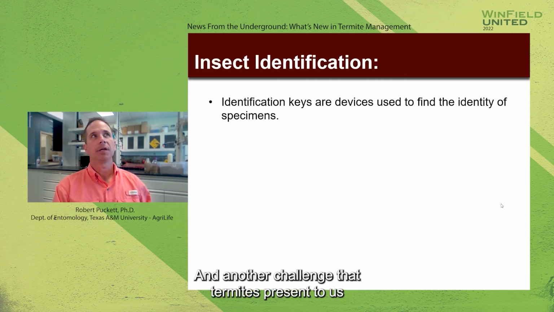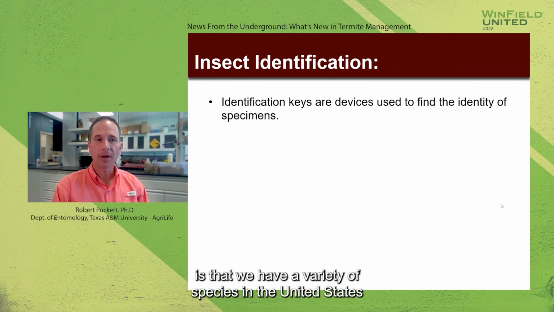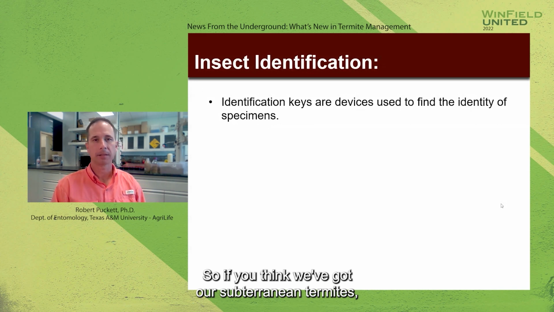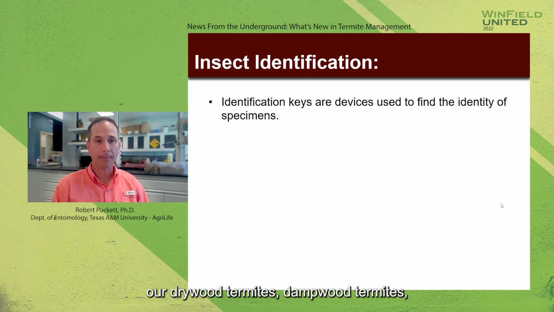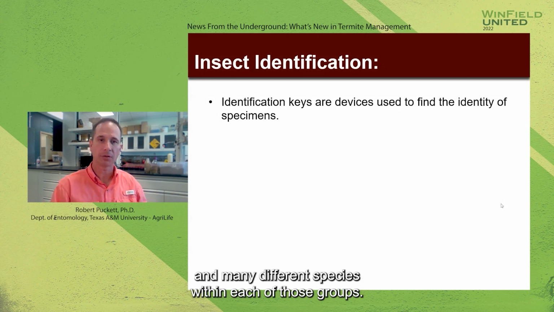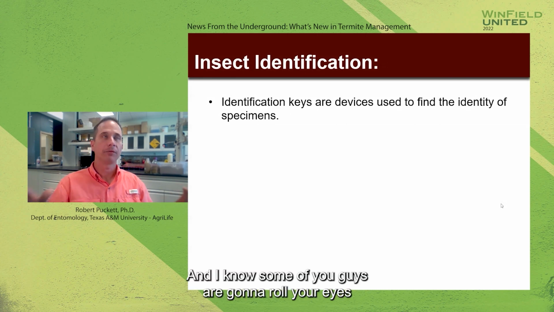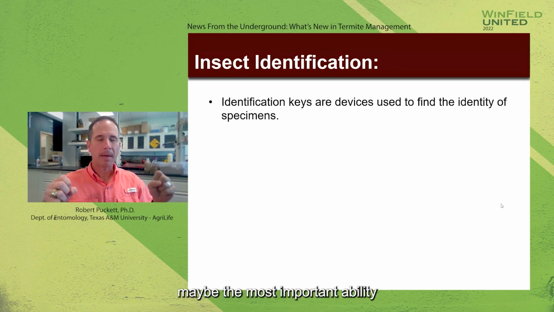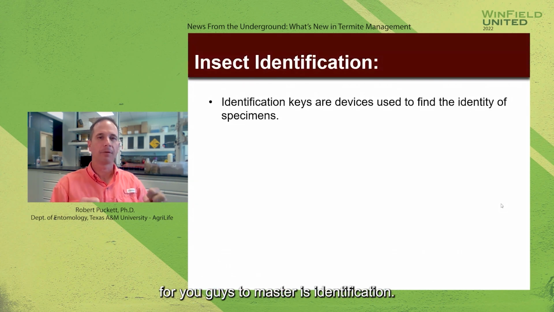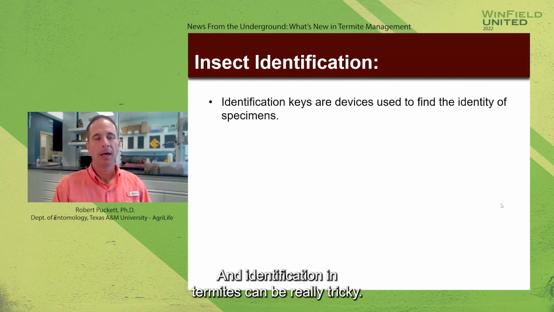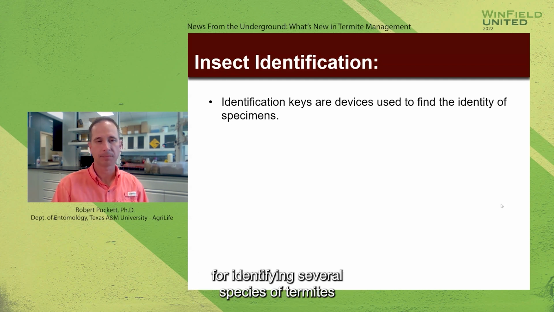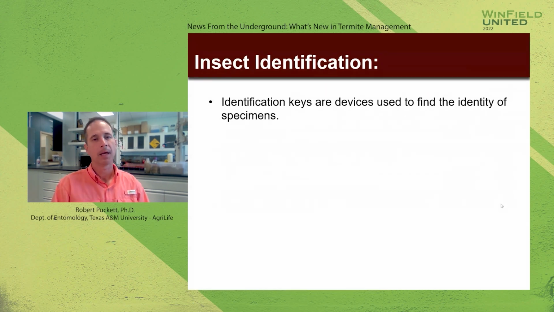And another challenge that termites present to us is that we have a variety of species in the United States and different types of termites. We've got our subterranean termites, our drywood termites, dampwood termites, and many different species within each of those groups. Just like any other group of insects, and I know some of you guys are going to roll your eyes when I say this, maybe the most important ability for you to master is identification. And identification in termites can be really tricky. So I'm going to walk you through some key diagnostic characters for identifying several species of termites as we work through this presentation.